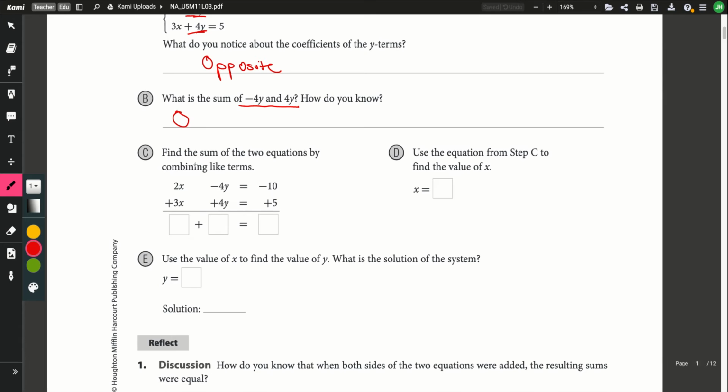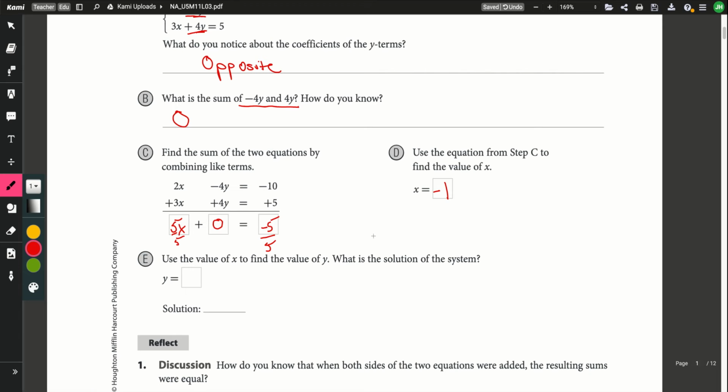Let's look here. Find the sum of the equations. This one we're going to add because they are opposites, because you want to get rid of them. 2x plus 3x is 5x. Negative 4y plus 4y is 0y, or 0. Negative 10 plus 5 is negative 5. So if we divide both sides by 5, x equals negative 1. Then we're going to put x in to find the value of y.